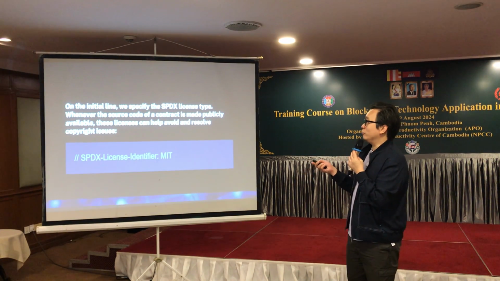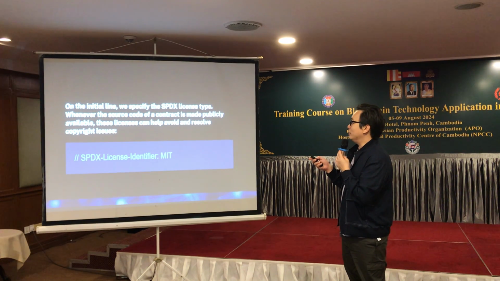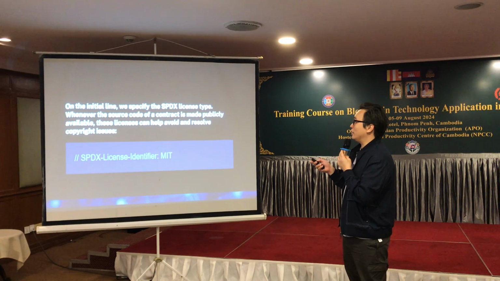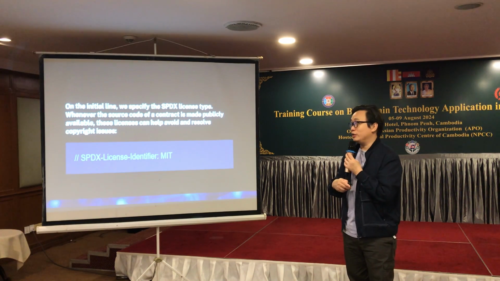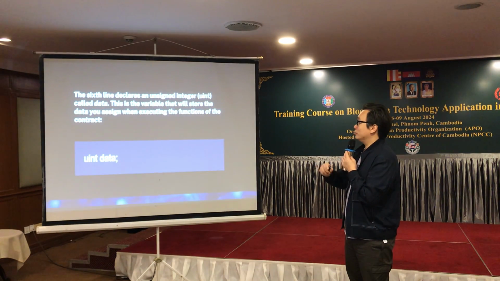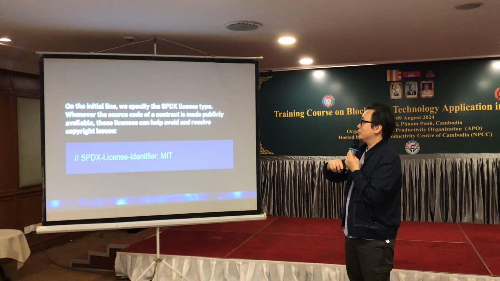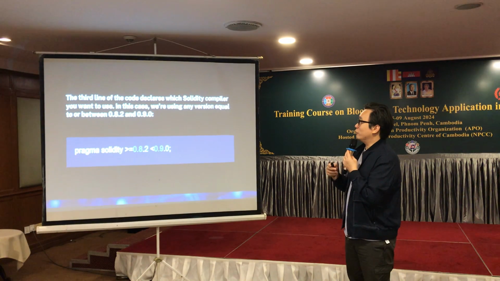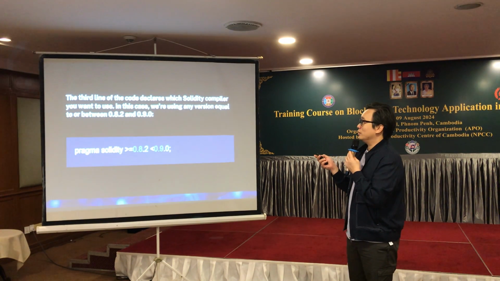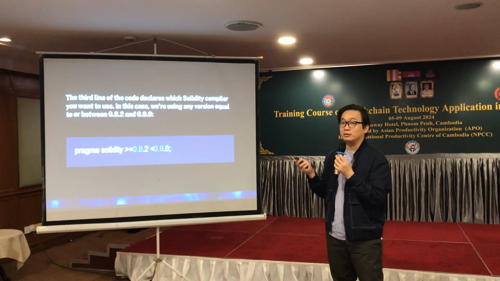On the initial line, we specify the SPDX license type. Whenever the source code of a contract is made publicly available, this license can help to avoid and also resolve some copyright issues. Then the third line of code declares which Solidity compiler version you use. In this case, we are using any version equal to or between 0.8.2 and 0.9.0.